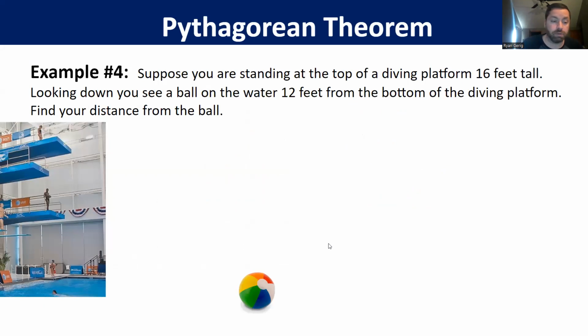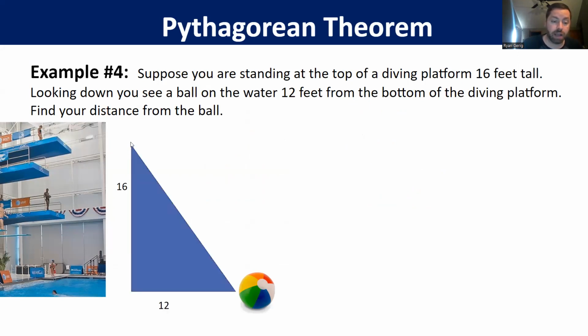What about this example? So you're standing up here at the top of this diving platform that's 16 feet off the water. Looking down, you see the ball on the water 12 feet from the bottom of the diving platform. Find your distance from the ball. So if I put a triangle in here, I'm 16 feet off the water. The ball is 12 feet from the bottom of the platform. You see the right triangle here?